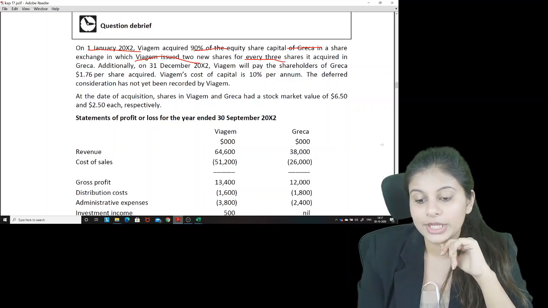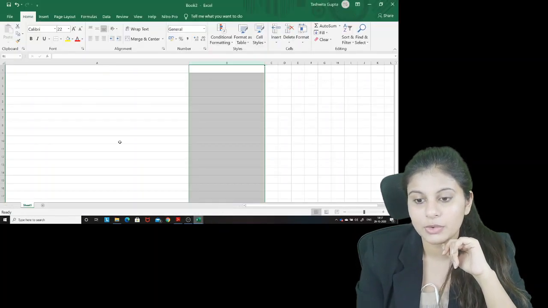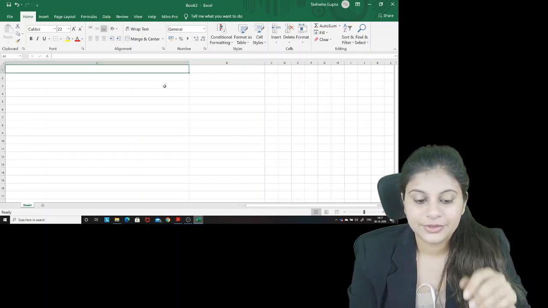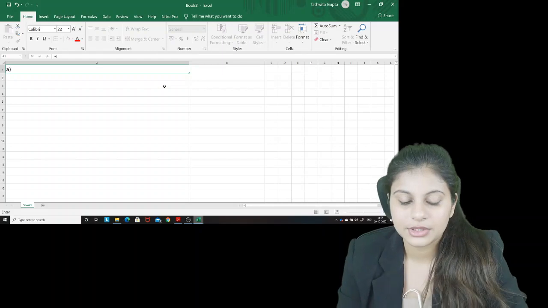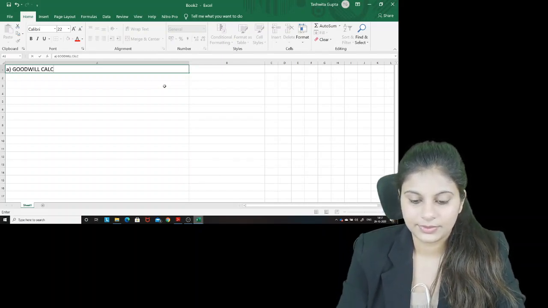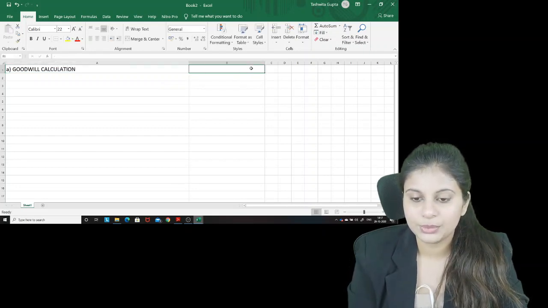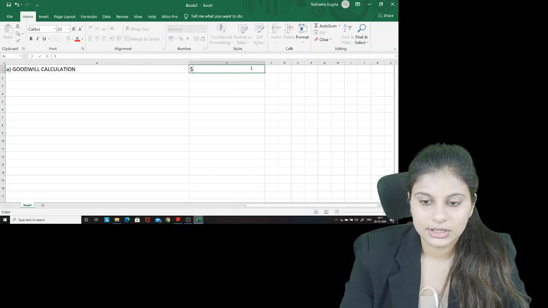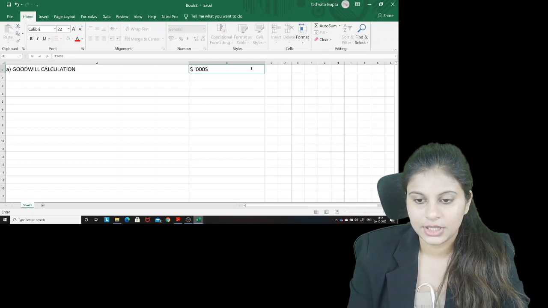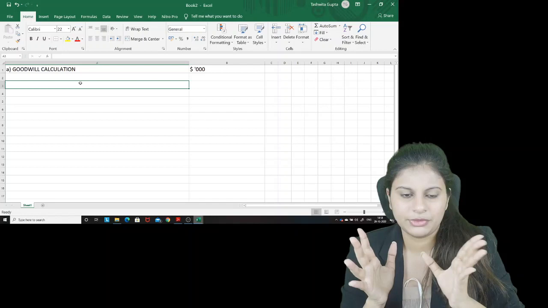Okay, so let us now prepare our response box. Let's go to our response box. This is what I have formatted. Okay, so first requirement asks me about goodwill calculation. Then I'll write here that it is going to be in dollars, thousands, and then let's prepare the kind of a pro forma.